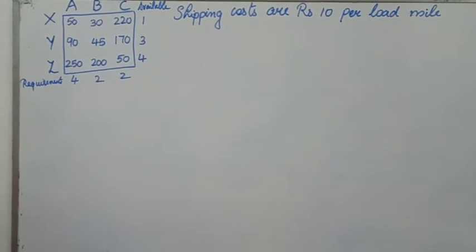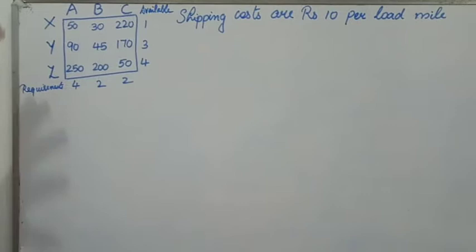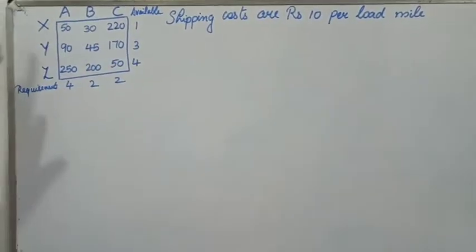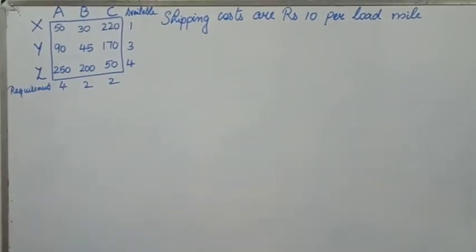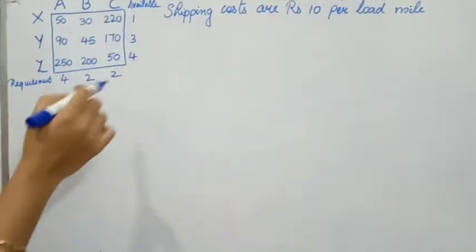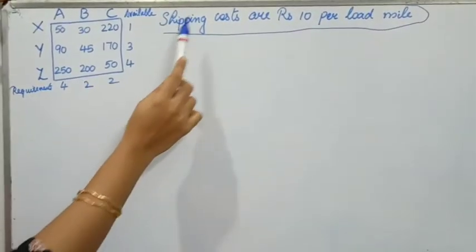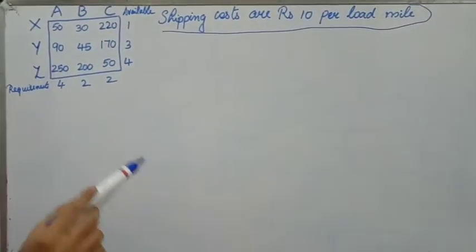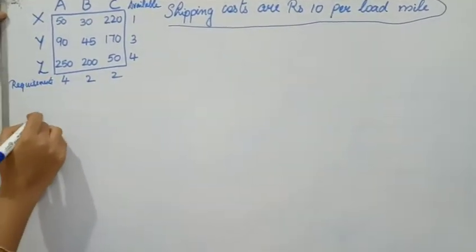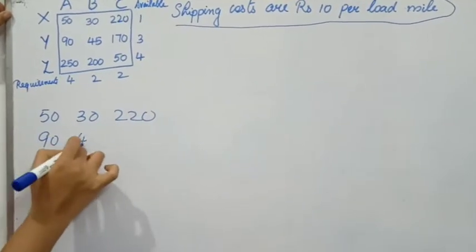Whenever you get a question, they won't specify that it is a degeneracy problem. The problem looks like just a transportation problem. Using the VAM method, we calculate the transportation cost first, and there the degeneracy occurs. An additional part of the question: add shipping cost of rupees 10 per load mile. So we can apply the VAM method over here. That is 50, 30, 220, 90, 45, 170.